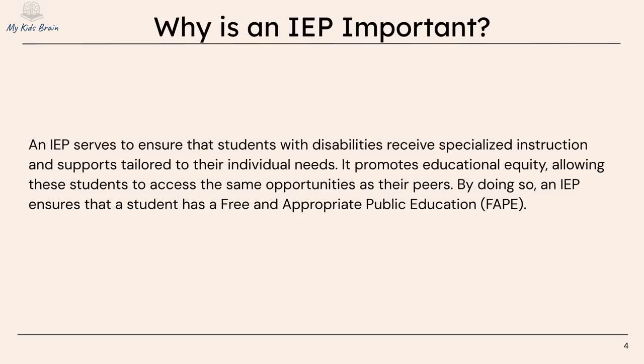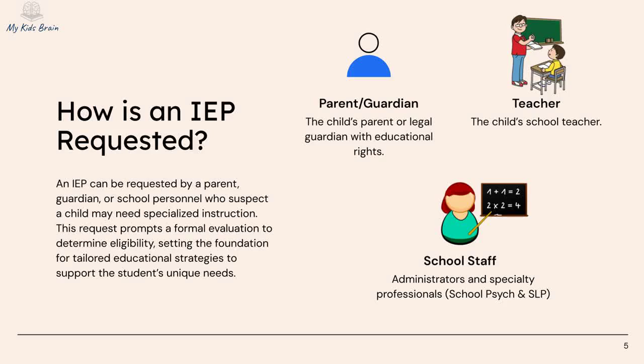Why is an IEP important? An IEP is important because it ensures that students with disabilities receive specialized instruction and supports tailored to their individual needs. This allows for educational equity and a free and appropriate public education. So how does a student or child get an IEP? How is it requested? An IEP can be requested by a parent or legal guardian that has educational rights, or school personnel, to include teacher, administrator, and supporting personnel like a school psychologist or speech and language pathologist, who suspect that a child may need specialized instruction or services.